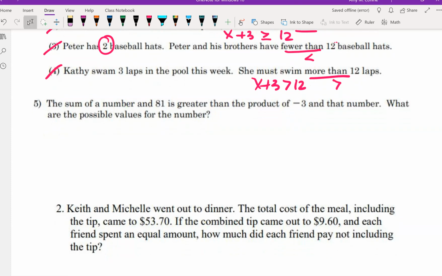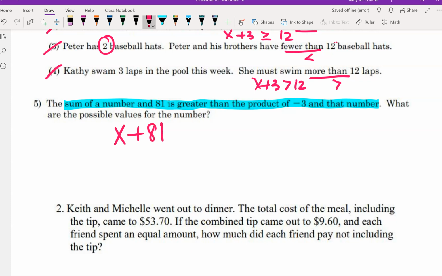Now the sum of a number and 81 is greater than the product of -3 and that number. What are the possible values for the number? Okay, so we do have a statement in here. So the sum of a number and 81 is greater than the product of -3 and that number. So sum of some number that we don't know. Sum is addition, so x plus 81 is greater than the product, which is multiplication, -3 times that number.